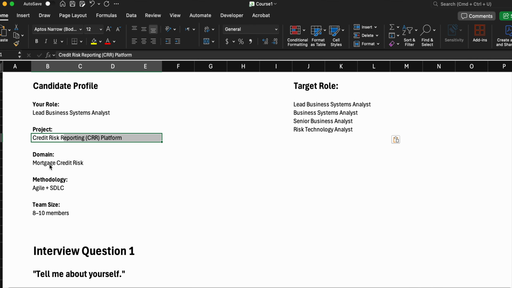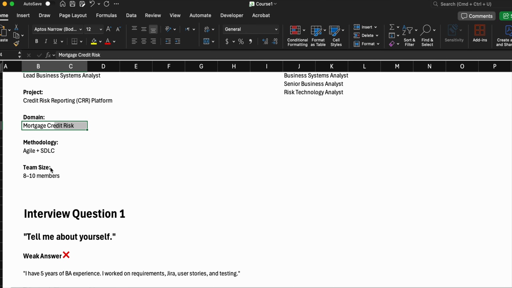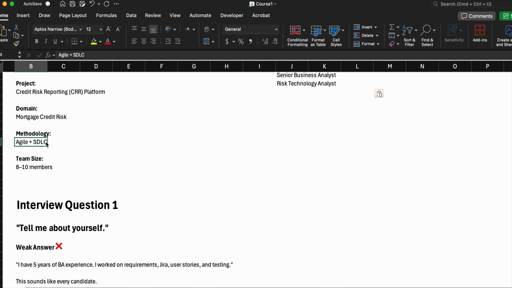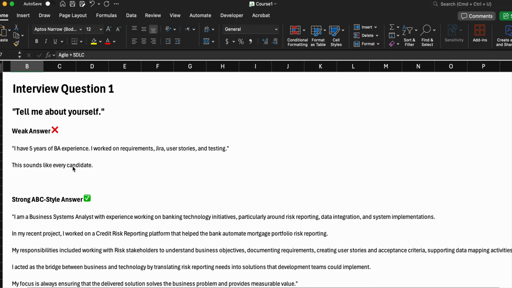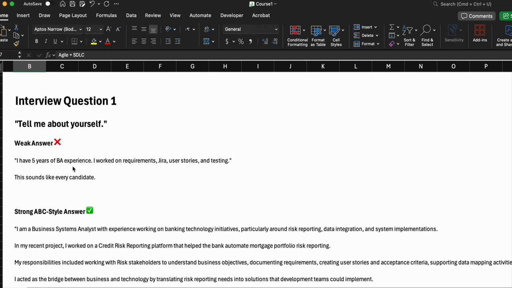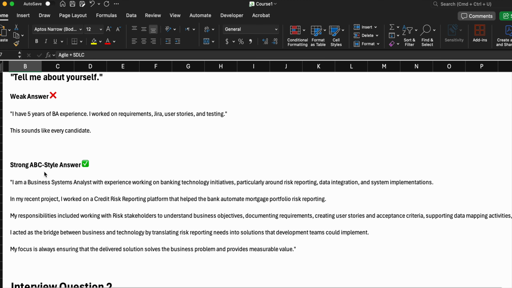The domain is mortgage credit risk, and you can mention that you worked on Agile and STLC methodologies. I'll bypass the typical questions and get into the project related questions. But if you want to answer them, you can. I'll just quickly read the questions. The first question: tell me about yourself.